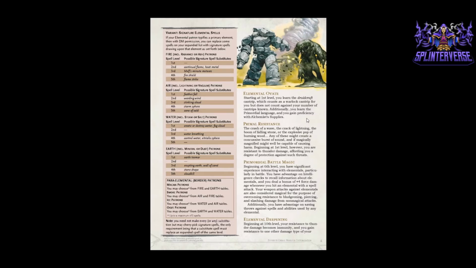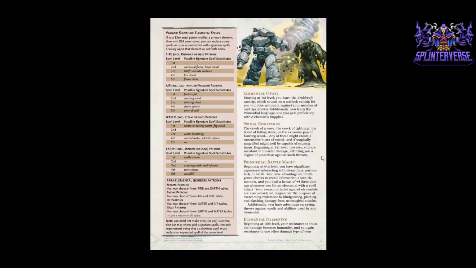So Elemental Ovate, starting at 1st level, you learn the Druidcraft cantrip, which counts as a Warlock cantrip for you, but does not count against your number of cantrips known. Additionally, you learn the Primordial Language, and you gain proficiency with Alchemist supplies. So those are some really good things to have at 1st level.